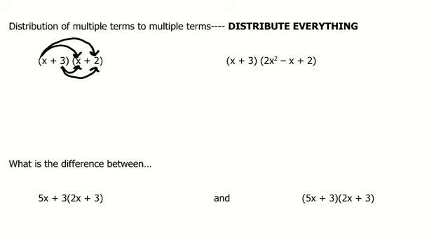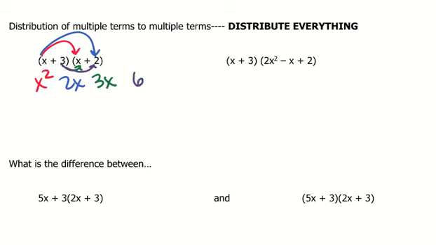Okay, if I'm going to go back through, I'll just demonstrate. First is x times x is x squared. Outside is x times 2. Inside is 3 times x. And last is 3 times 2. And we're just adding all this together.